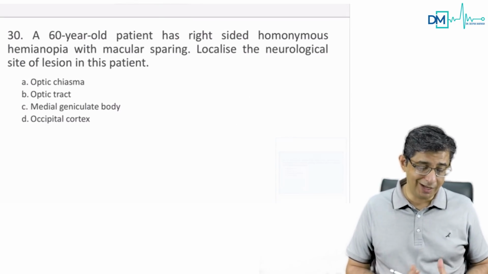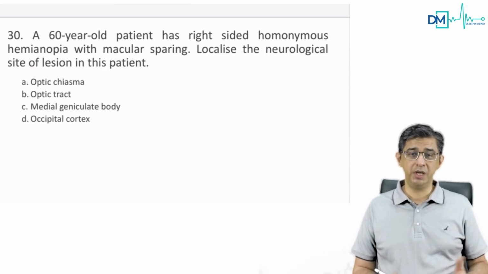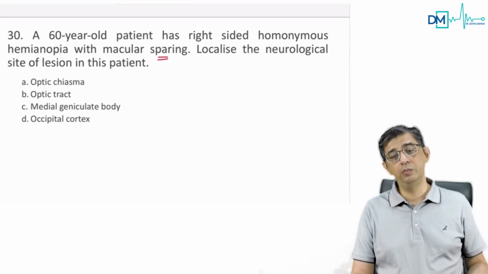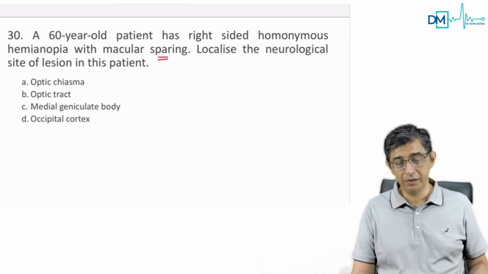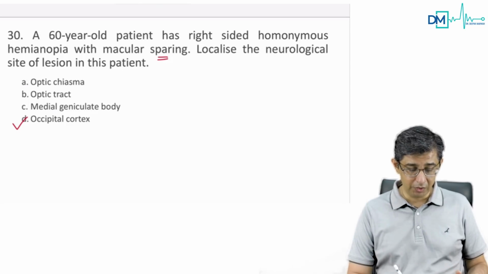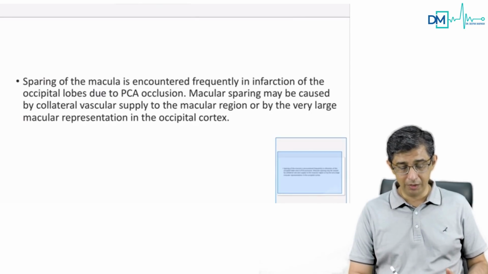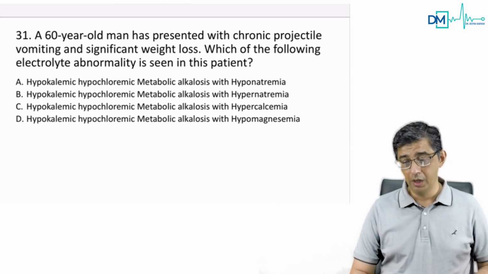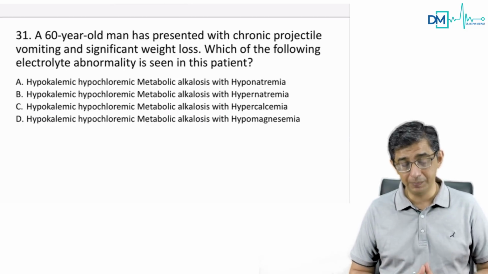The next question has an anatomy/medicine overlap. A 60-year-old chap, homonymous hemianopia with macular sparing. The keyword is macular sparing. Now, the moment you read that, you know the answer, right? This would be the occipital cortex. So the bottom line of this discussion is that you can just go through the scores so that you can get a better idea regarding how well you fared in the exam.